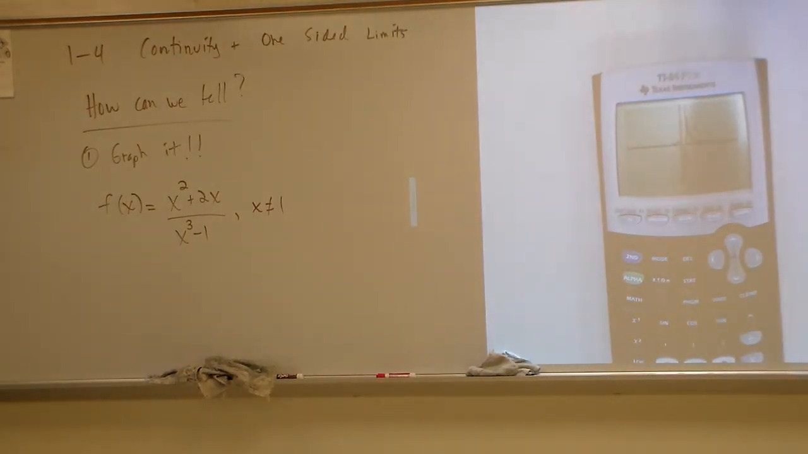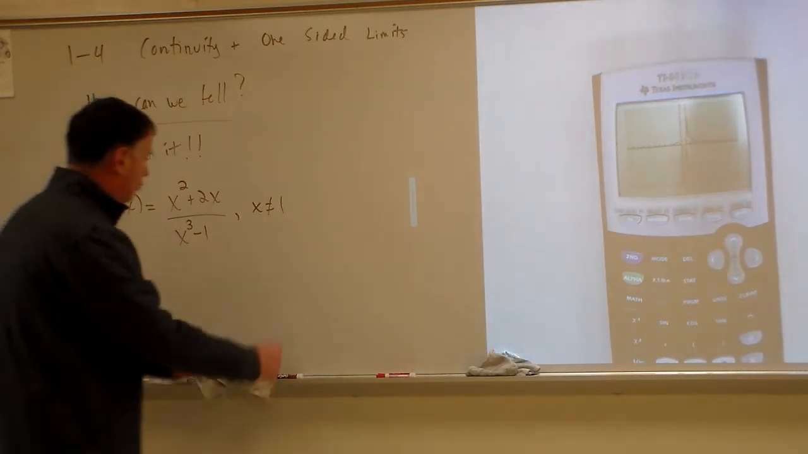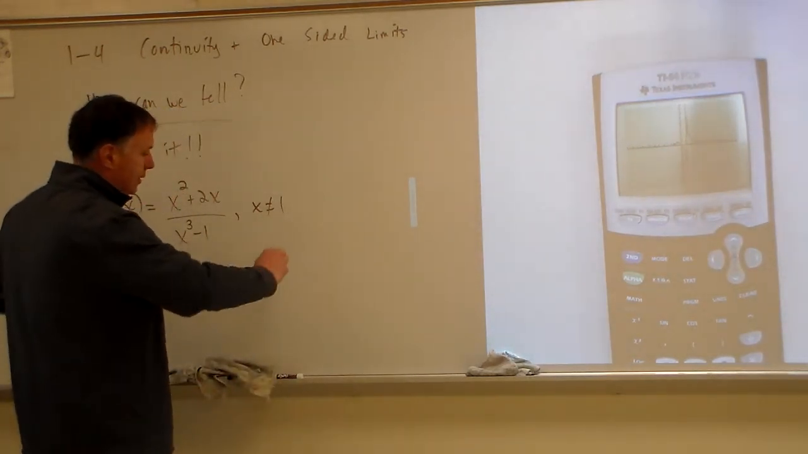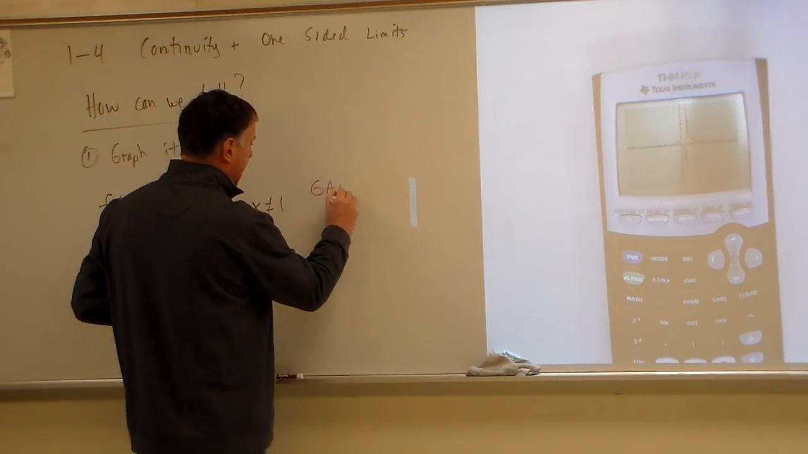You can kind of see that. It looks like an asymptote, which I'm going to call a gap. So I think it's going to be a gap. I go over here, and I'm going to write down what I think it is. I think it's a gap.